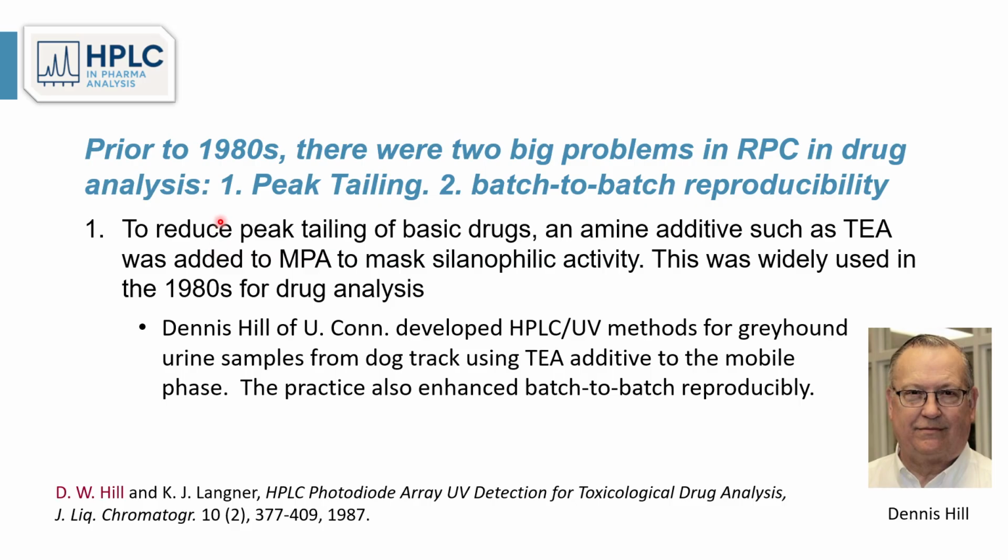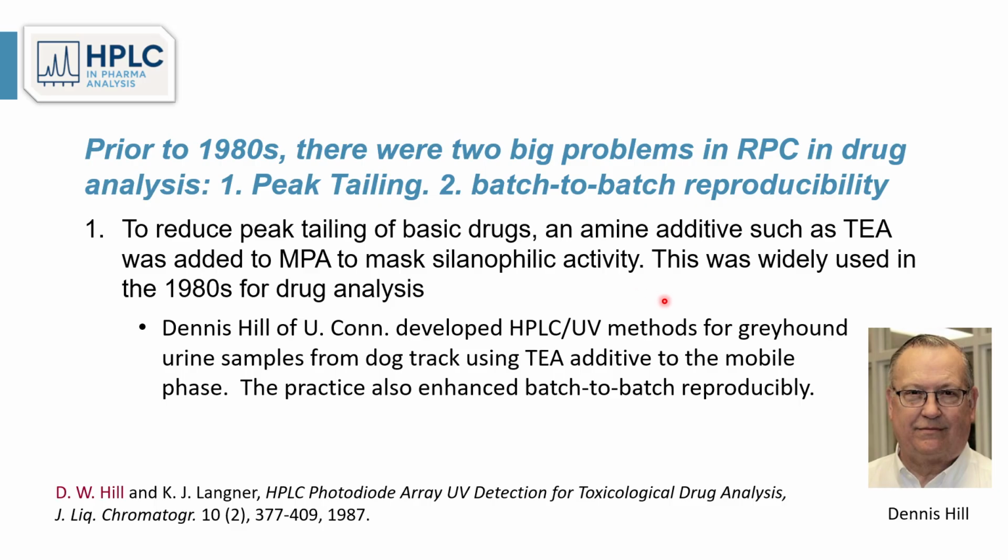Prior to 1980, there were really two big problems preventing reverse phase chromatography in drug analysis. The first one is peak tailing for basic drugs. And the second is even bigger, which is the batch-to-batch reproducibility problem. So prior to 1980, to reduce peak tailing of basic drugs, it was customary to use an amine additive such as TEA, triethylamine, added to mobile phase A to mask or cover the residual silanol group.